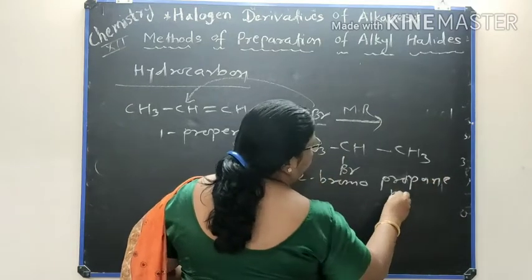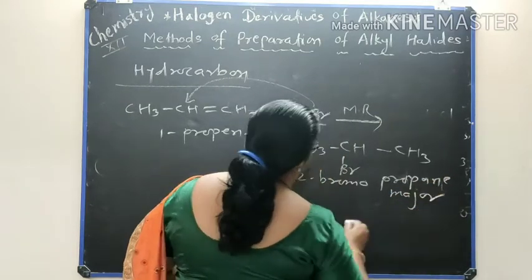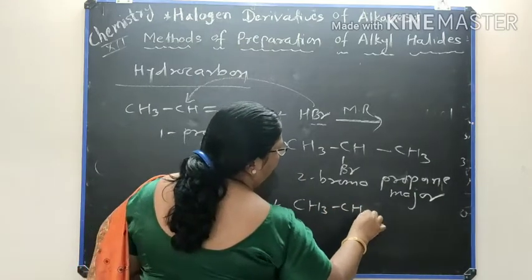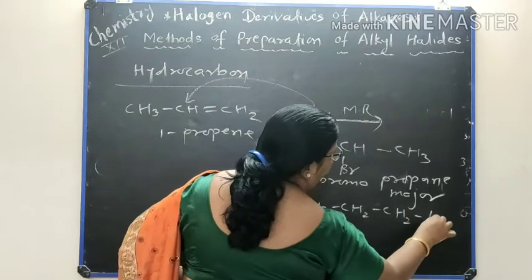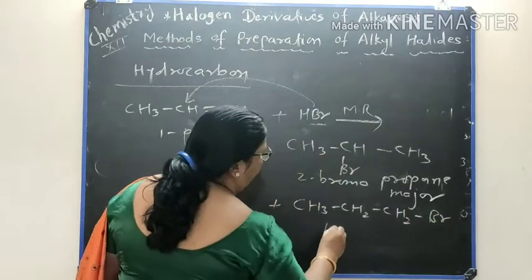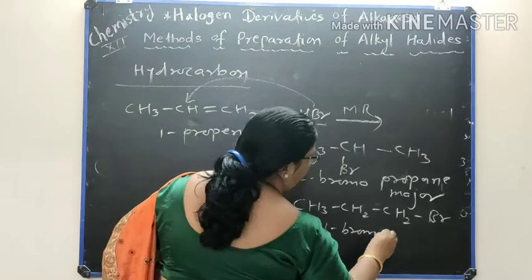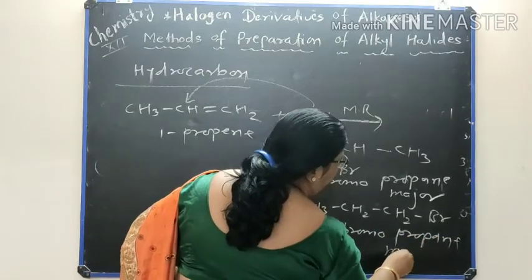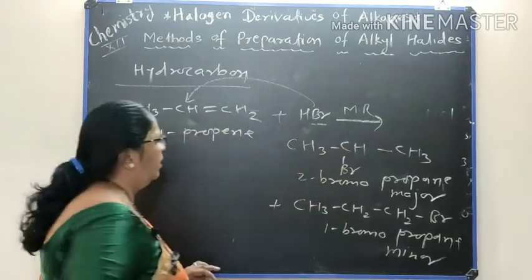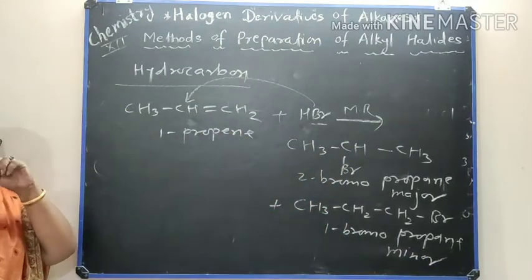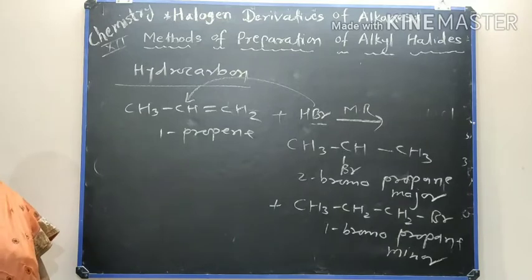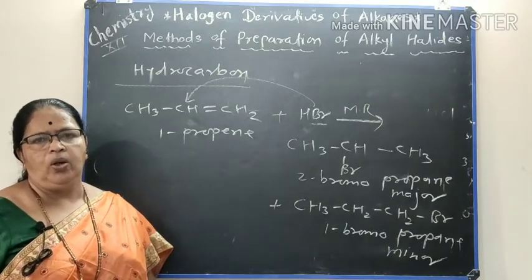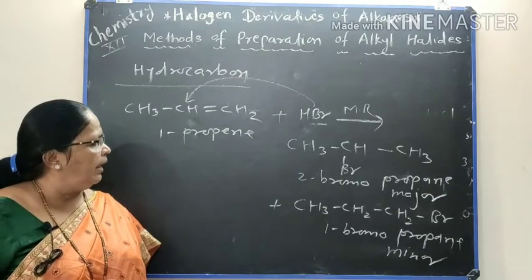2-bromopropane is the major product, and the second product obtained is 1-bromopropane, and this is the minor product. Again, from unsaturated hydrocarbons, according to Markovnikov's rule, we obtain alkyl halides.